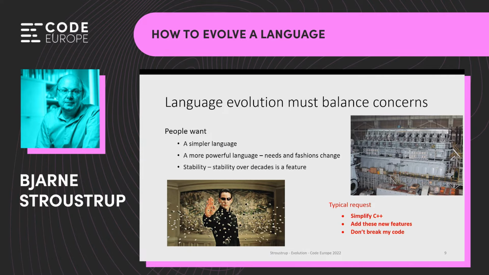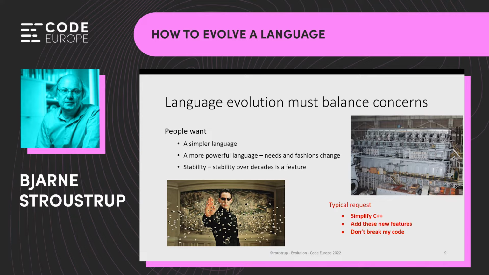Okay. So, we have to balance concerns when we are evolving a language. And people always want roughly the same things, and quite reasonably. We want a simpler language. C++ is big and complex. We want a more powerful language, new features, ability to handle new problem domains. And we want stability because, well, we build systems that don't actually fail. And if a system succeeds, it lasts for all time.